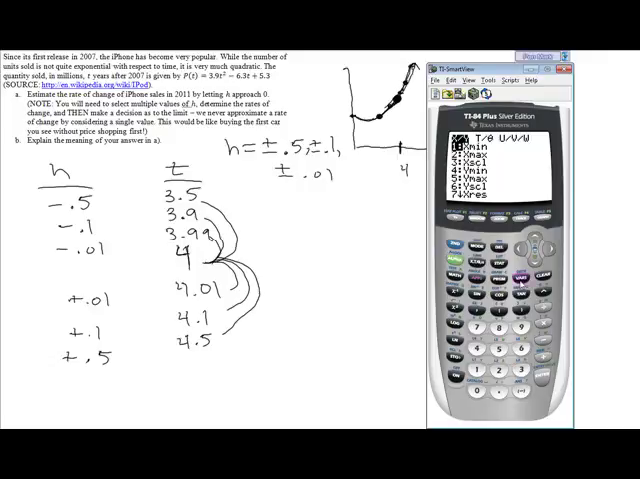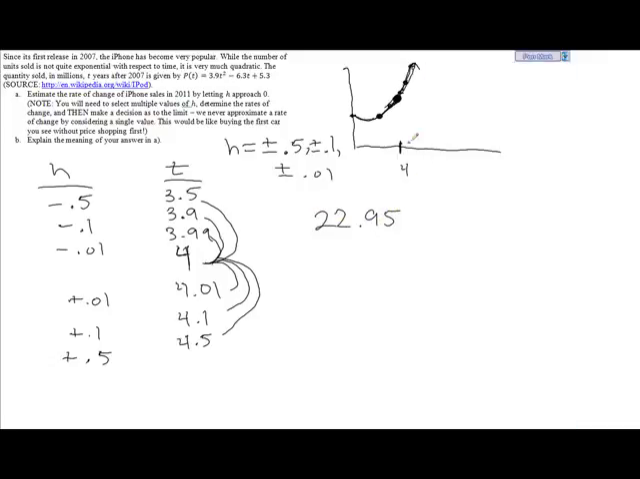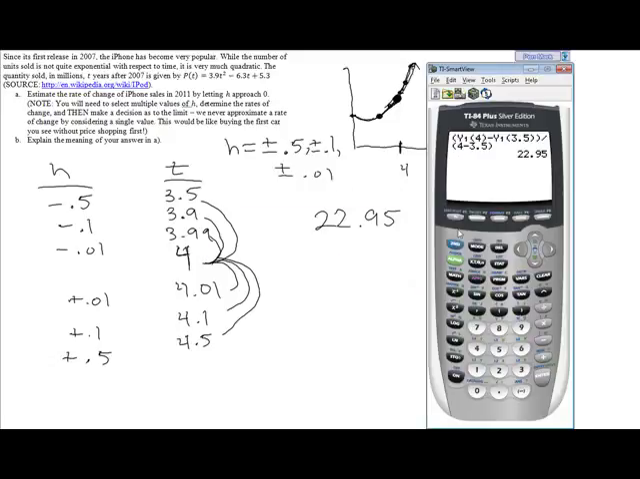We're going to do y1 of 4, parenthesis, minus vars function y1 of 3.5. Remember, we only need to go to vars and enter all this in once, because then we're just going to recall this line and make edits to it as needed. Then we divide by the change in the inputs, 4 minus 3.5, and that tells us that the rate of change is 22.95. Now we see that the rate of change looks like it's increasing, so we should hope that the slope gets a little bit bigger as we go.